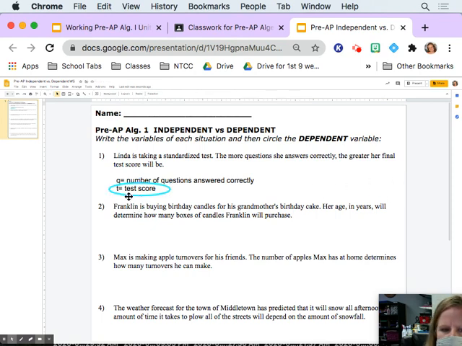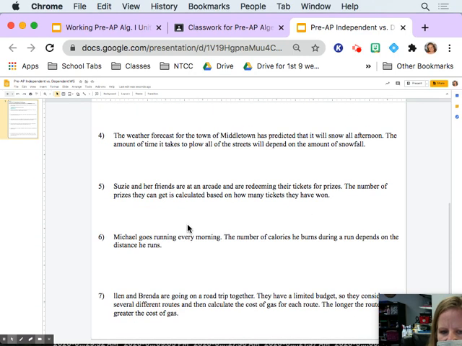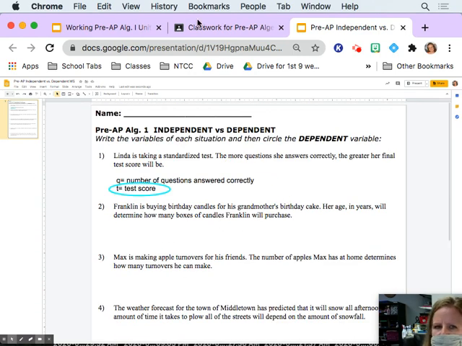So there's just 7 problems on this. It's not too long. Once you finish, make sure to click turn in or mark as done. And that is it for today.